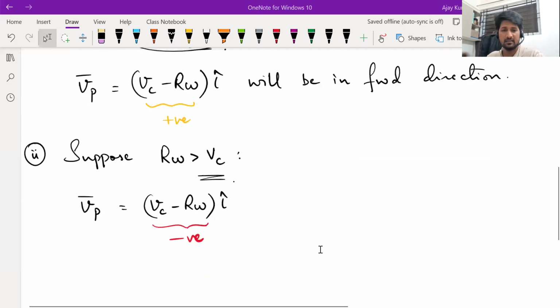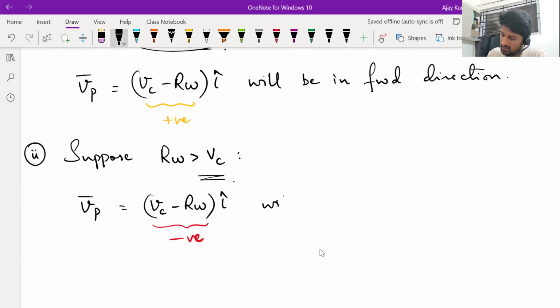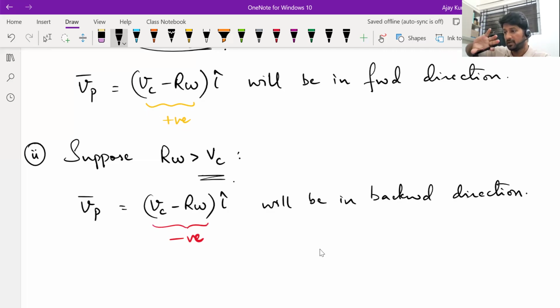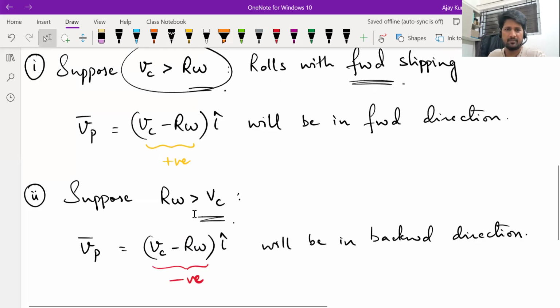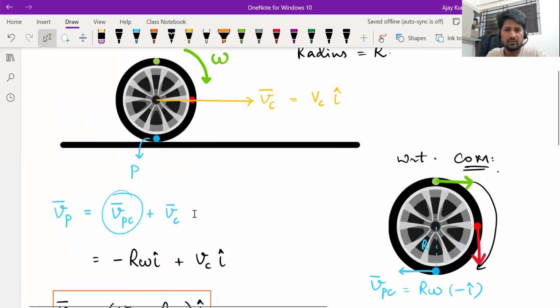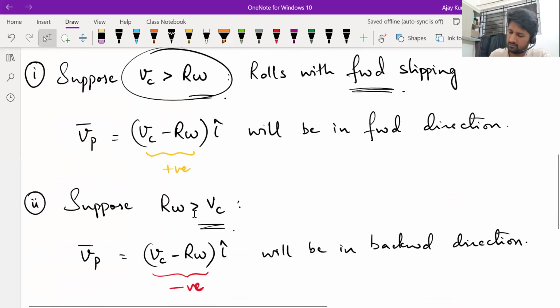So yes, in this case, the velocity of the point of contact will be in the minus i cap direction. That means it will be in the backward direction compared to the motion of the wheel. That is also possible. The wheel is moving forward, but due to too much rotation, the point of contact is actually skidding backward. If it is done on a muddy road, the vehicle will even throw mud backward. So this is a case of rolling with backward slipping.